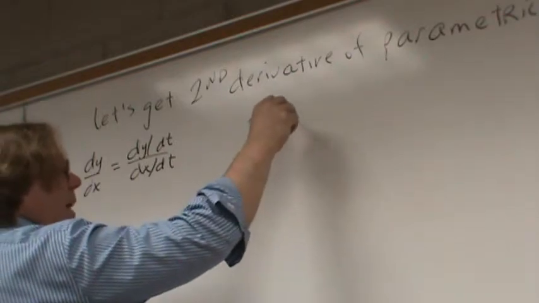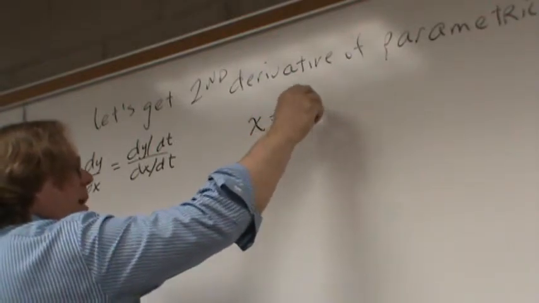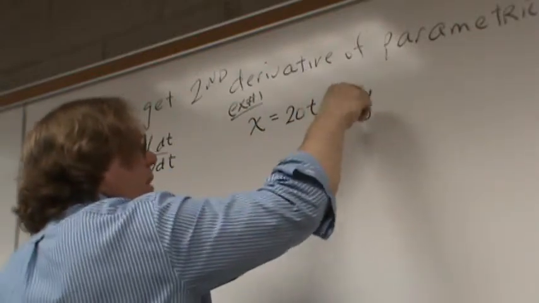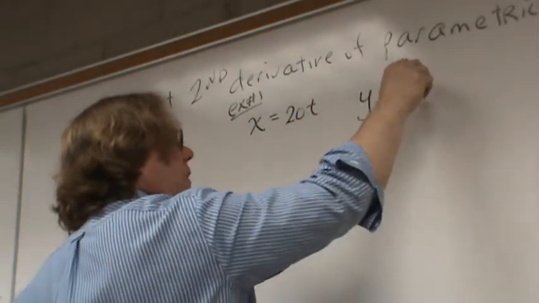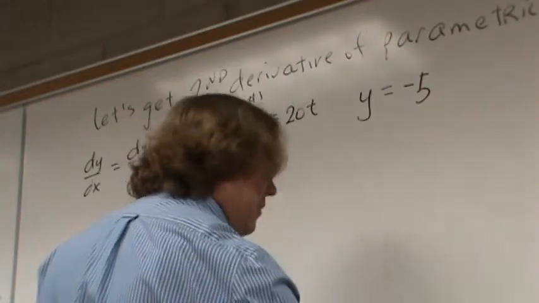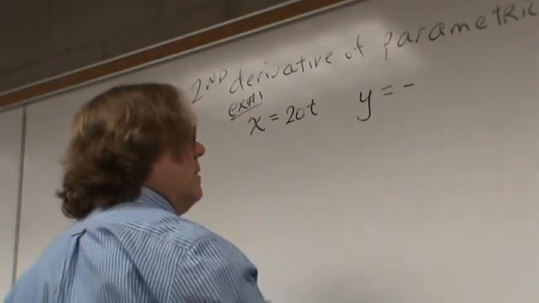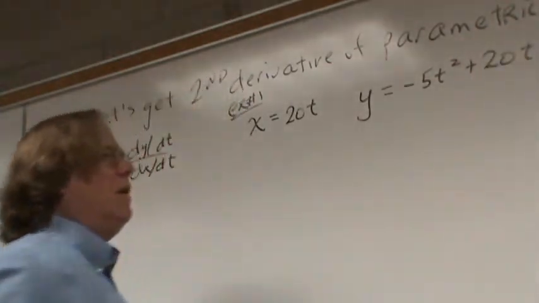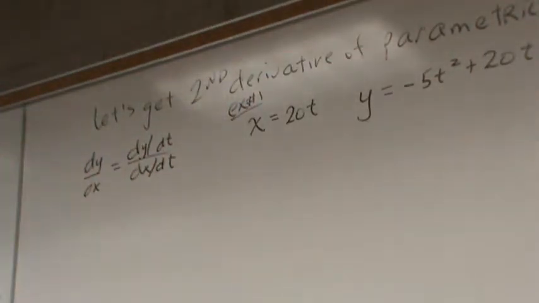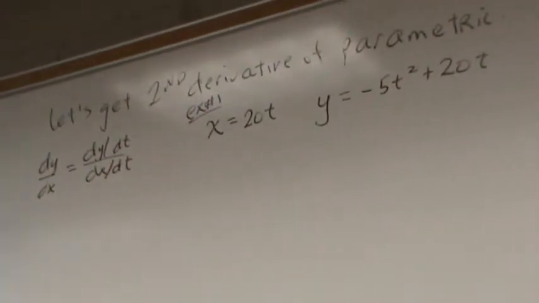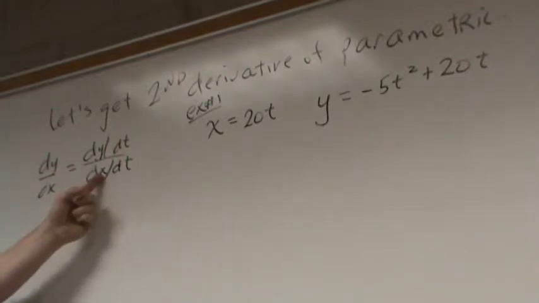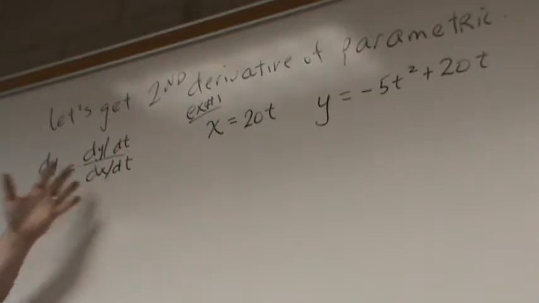What if I had that last example I had? This was example number 1, where x equaled 20t and y equaled negative 5t squared plus 20t. Tell me, if I just put the second derivative of y in the numerator and the second derivative of x in the denominator, what would I end up with?